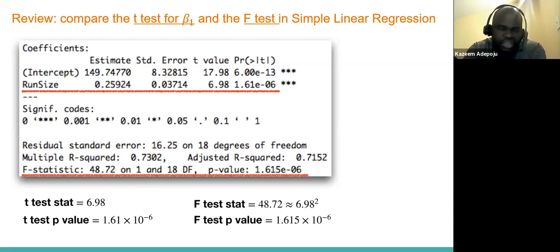Is there anyone who needs clarification on the comparison between the t-test for beta 1 and the F-test for beta 1 in simple linear regression before I go ahead? Is there anyone? Okay, in the absence of questions, I think silence implies that you guys are good. Are you guys hearing me?